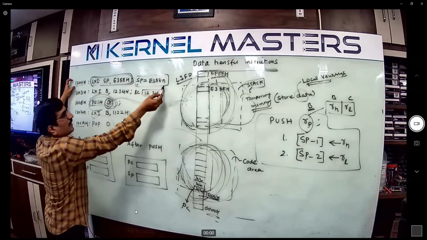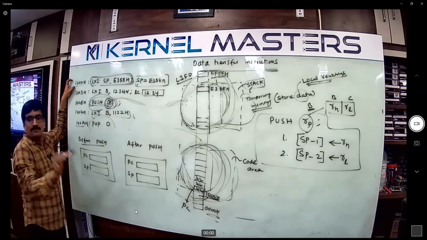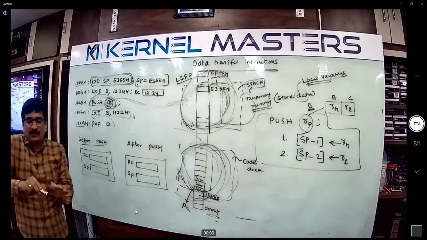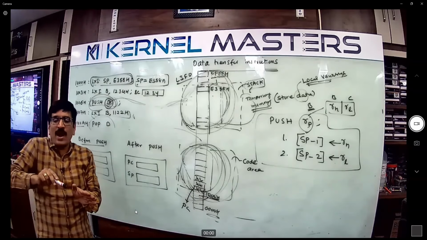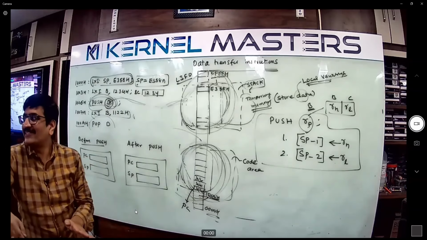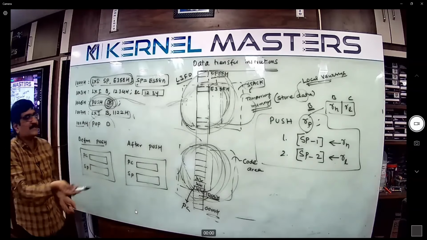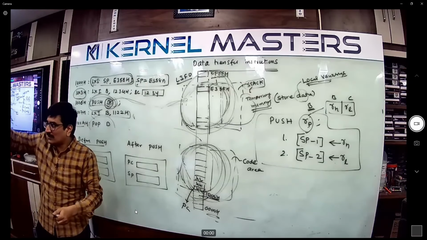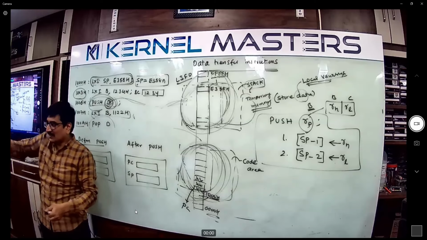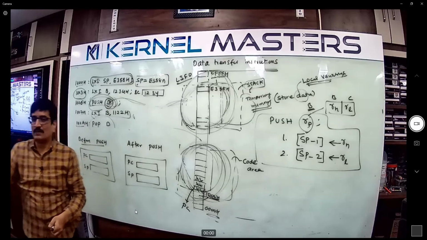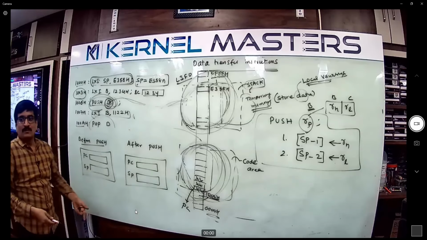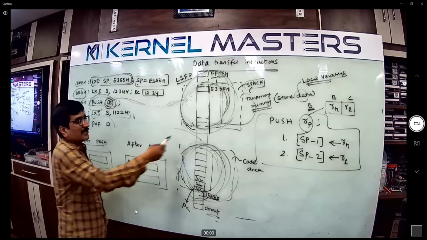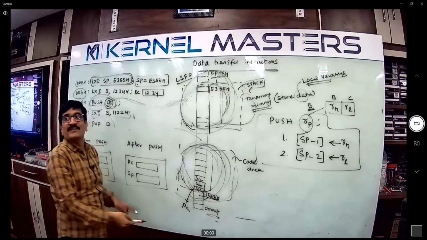Whenever the first instruction execution is completed, what is the SP value? Tell me. E358. SP value is E358. Whenever one instruction execution is completed, the program counter points to the next instruction address. What is the next address? 1003. That's why your C program runs line by line only. First one over, next the second one. The job is done by the program counter. The program counter increments to the next memory location depending on the size of the instruction.